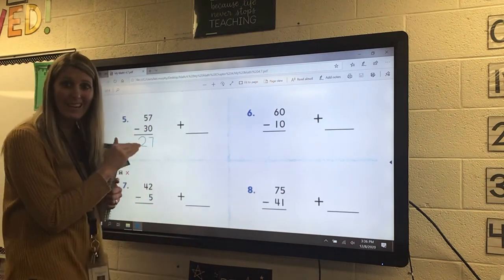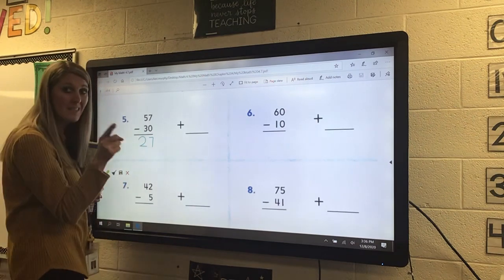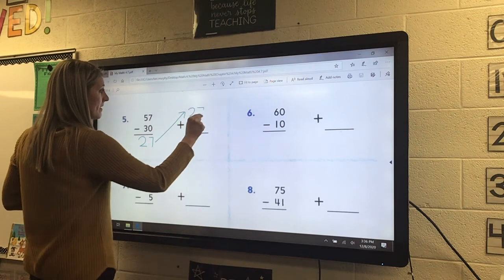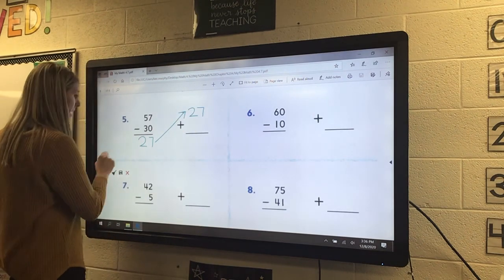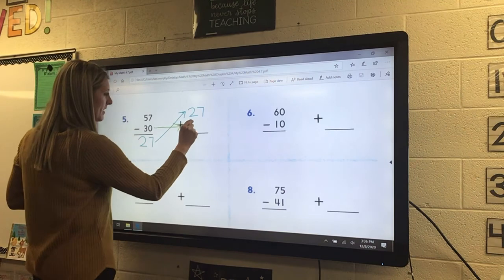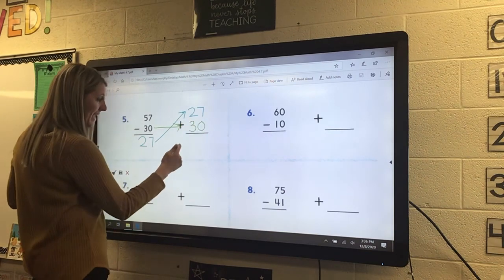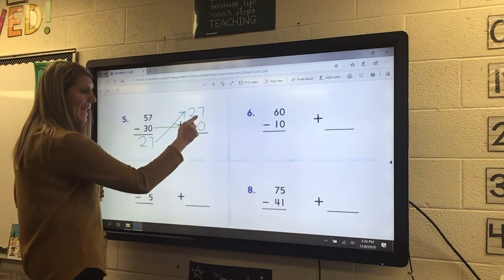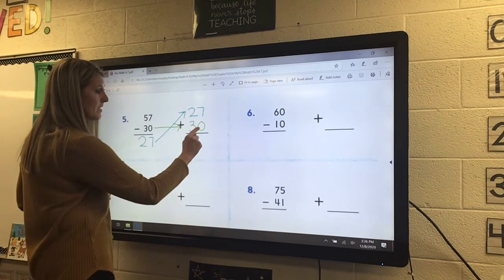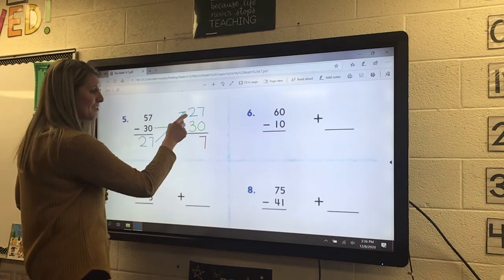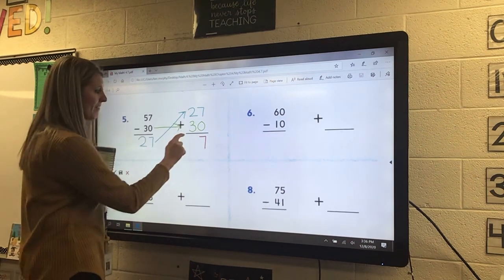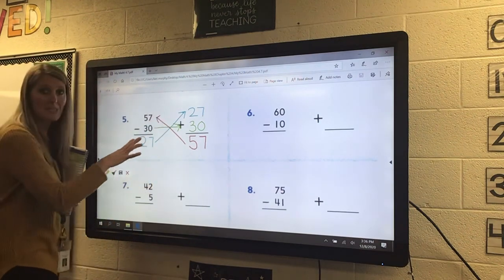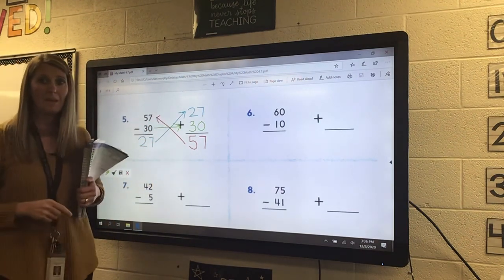Now, I'm going to double check that I subtracted that correctly. So I want to see this on your paper. I'm going to draw an arrow up to this 27. And then I'm going to draw an arrow going straight across. That 30 is going to go there. Now my answer, my sum, should be 57. Let's see if I'm right. We're going to add going down. 7 plus 0 is 7. And 2 plus 3 would be 5. And then I'm going to draw an arrow just to make sure it matches. And it looks like I made a snowflake or a star.